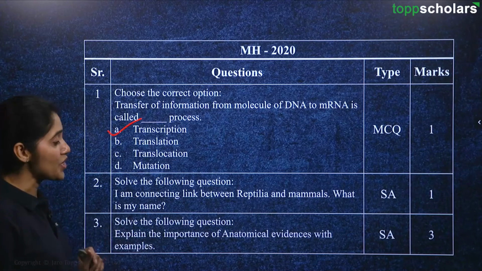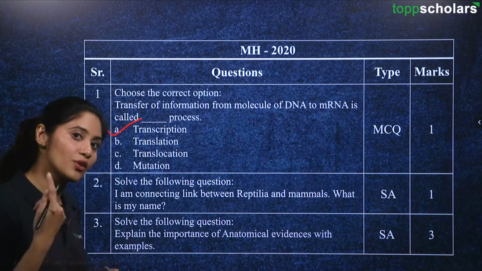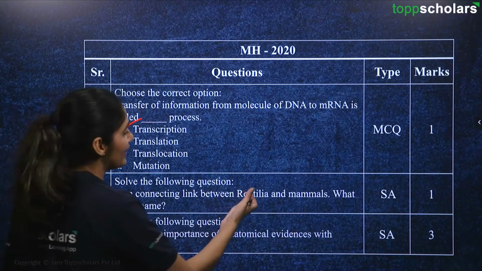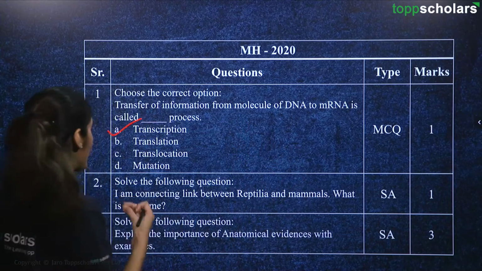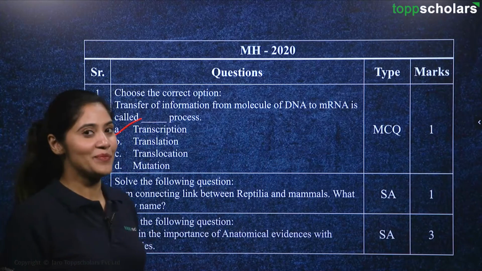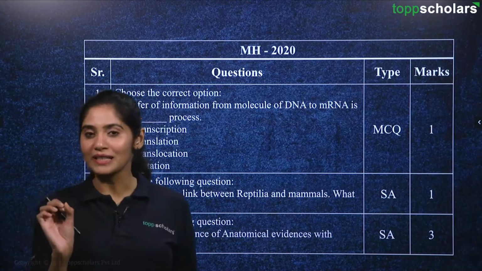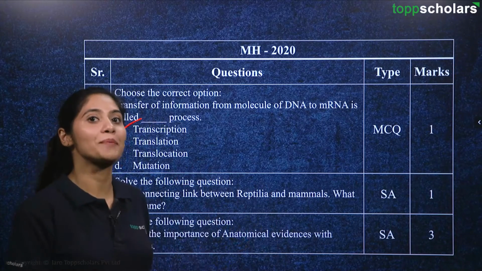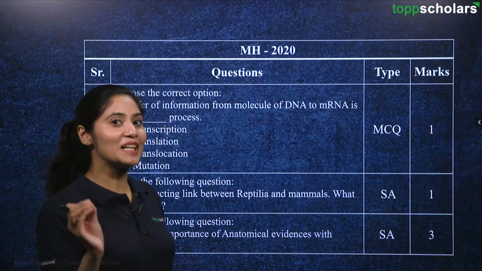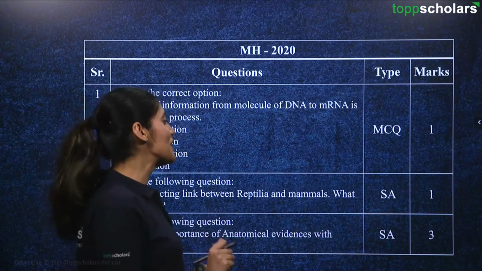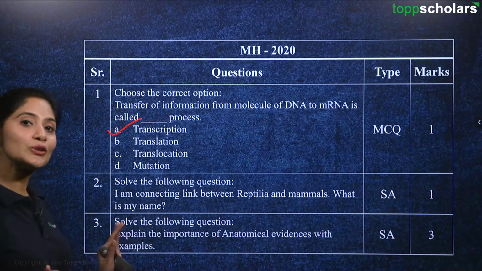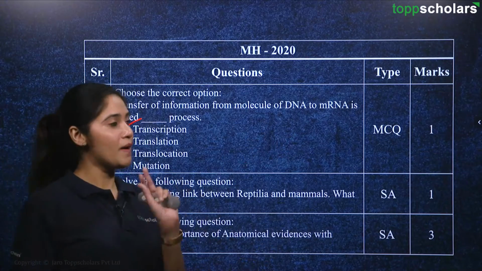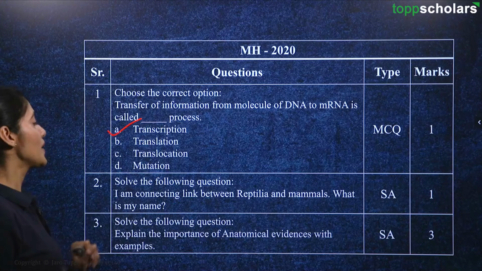Now, second question, that is a short answer question, that is of 1 mark. Solve the following question. I am connecting link between reptilia and mammals. What is my name? We had one of those in the options of our first question from this chapter. What is it? Duck-billed platypus, right? So we have also solved this question. We have 1 mark. So now we have 2 marks already from this question paper.